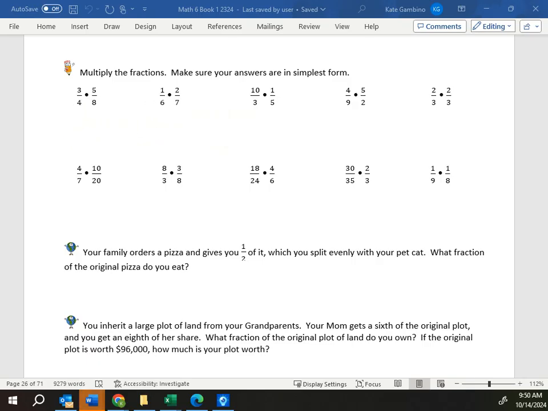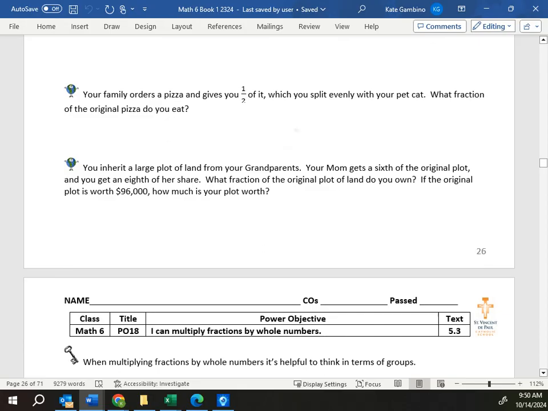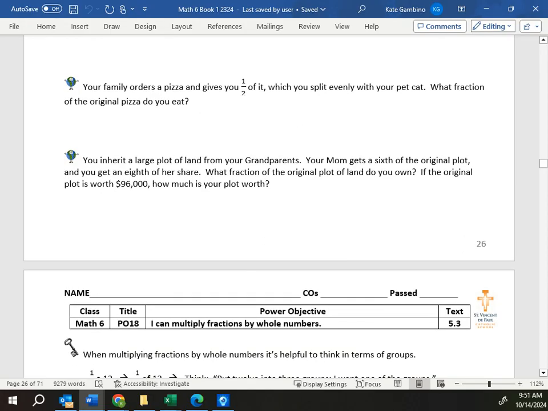we have word problems. Keep in mind that we are multiplying fractions. So our word problems are going to have to do with multiplying fractions. Sometimes when we have word problems, they make us do a second step. But we know we're going to start with multiplying fractions, and then we're going to see if our answer answers the question it's asking us.